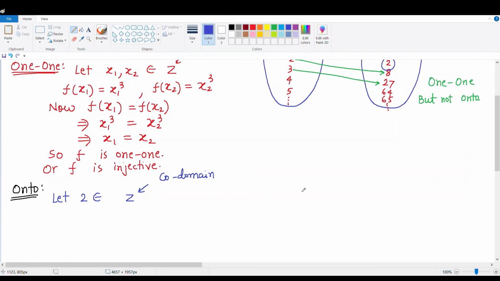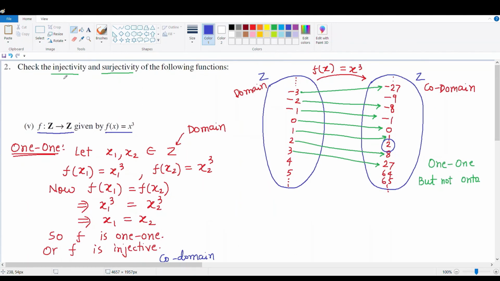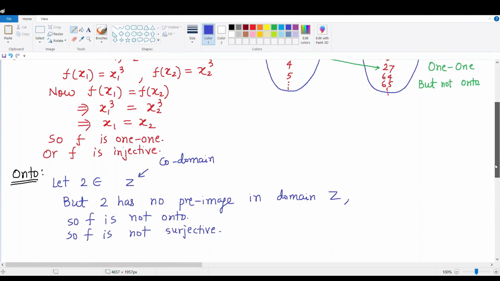In this case, we are talking about the codomain. And what did we figure? That 2 has no pre-image in domain Z. So f is not onto. And the other word for onto is surjective. So f is not surjective. Right? That's what we were supposed to do: check the injectivity and surjectivity. So we checked. It is injective, but it is not surjective.